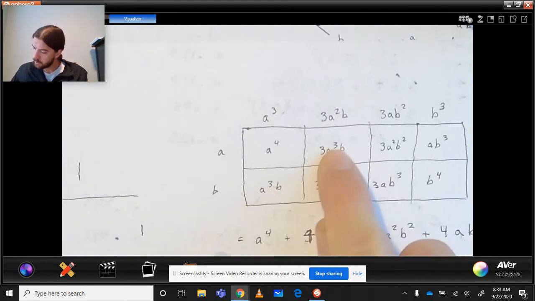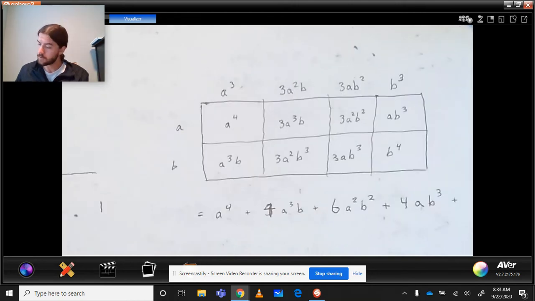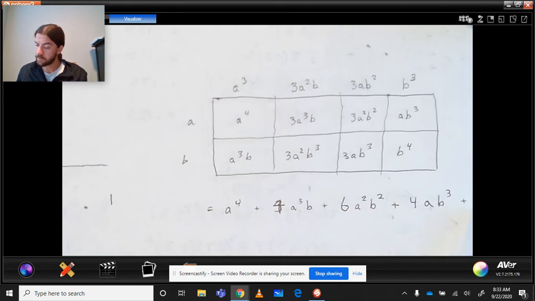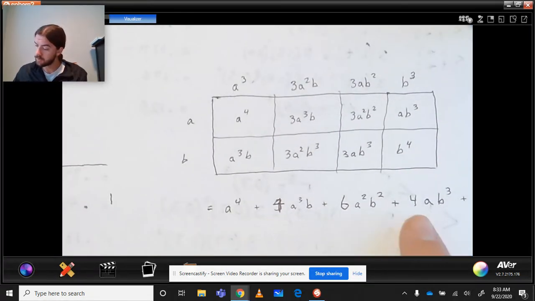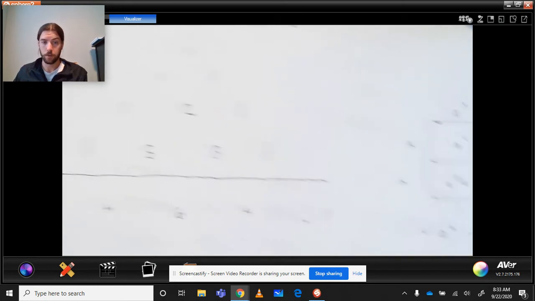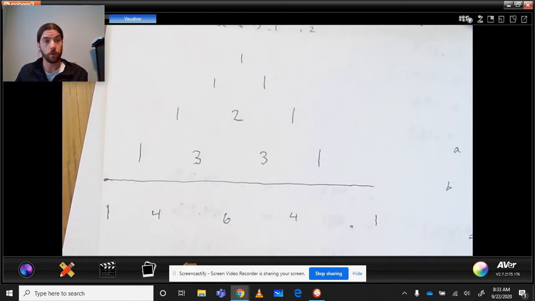A cubed b. Yeah, so there's some like terms in there. So instead of 8 terms, we simplify it down to 1, 2, 3, 4, 5 terms. And what are their coefficients? Well, it's 1, 4, 6, 4, 1.